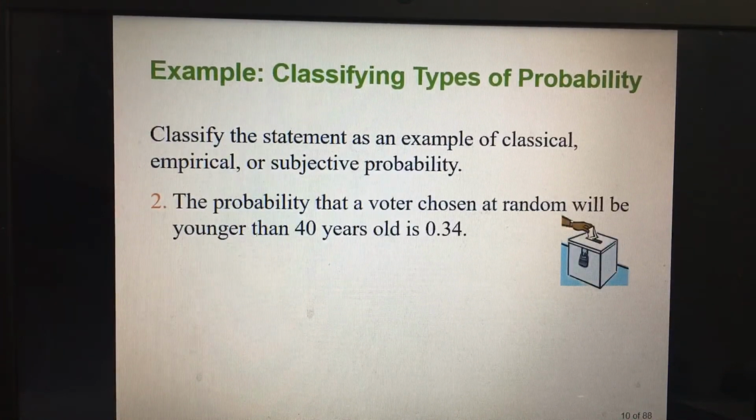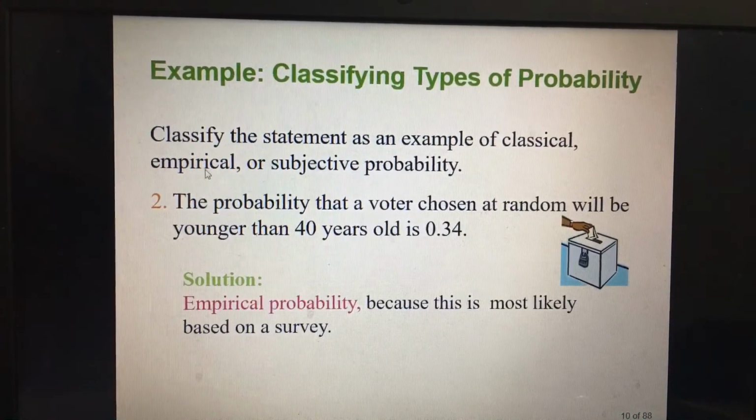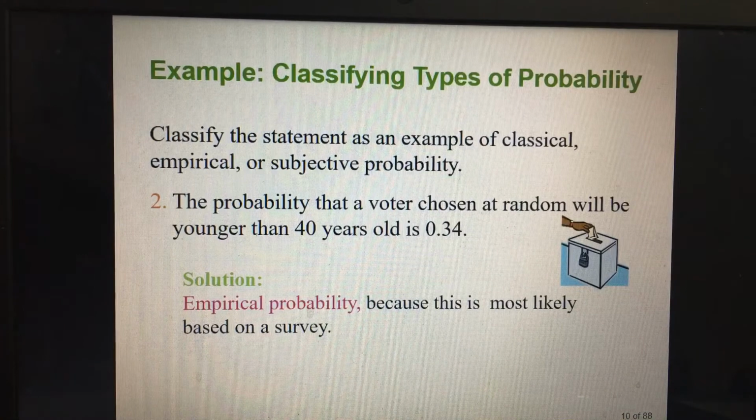How about this one? It says to classify this statement as an example of classical, empirical, or subjective probability. Now, the question here is that it says the probability that a voter chosen at random will be younger than 40 years old is 0.34. Well, this one is probably based on a survey. So we conclude that it is empirical. It is empirical probability. Okay?